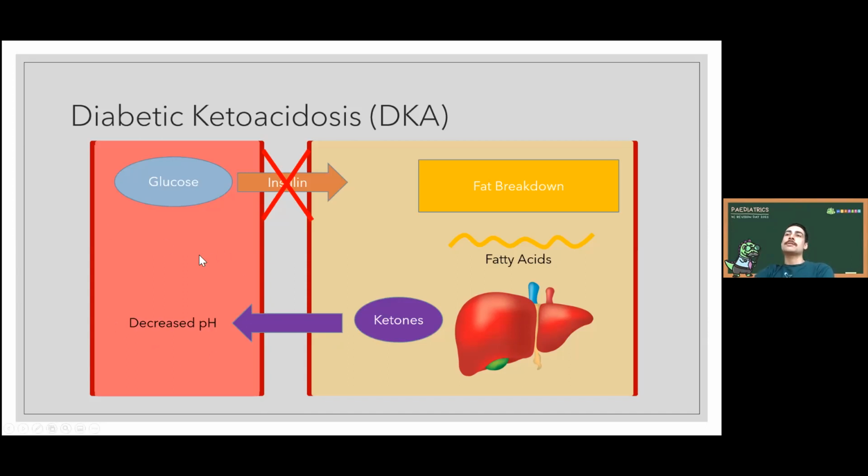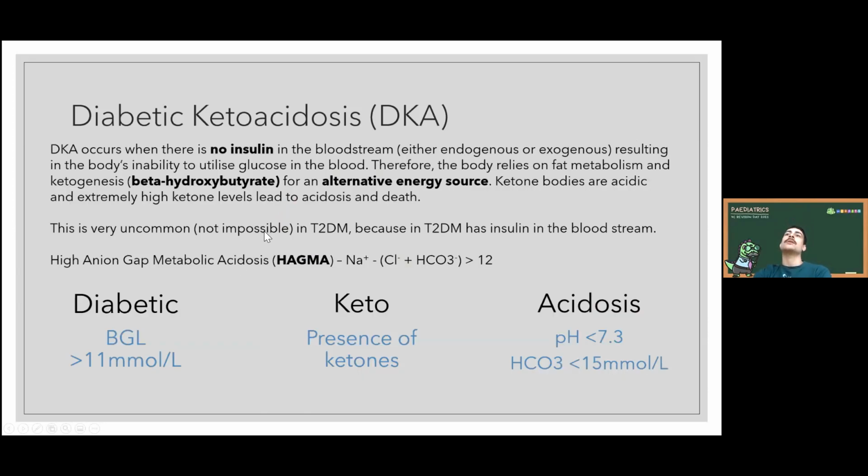However, ketone bodies are acidotic, and very high levels of ketones can lead to acidosis and lead to death. So it's very dangerous. So this is very uncommon in type 2 diabetics to get this, but not impossible. The reason being that in type 2 diabetes, the issue is insulin resistance rather than not having insulin on board. So they still have insulin, so it's unlikely for them to go into DKA.